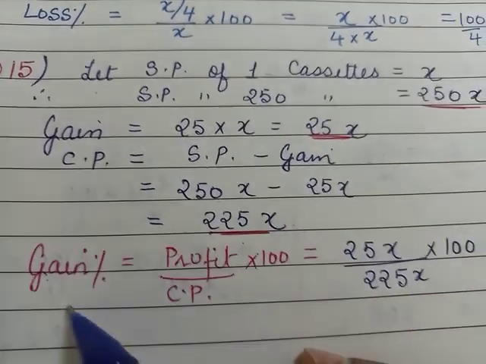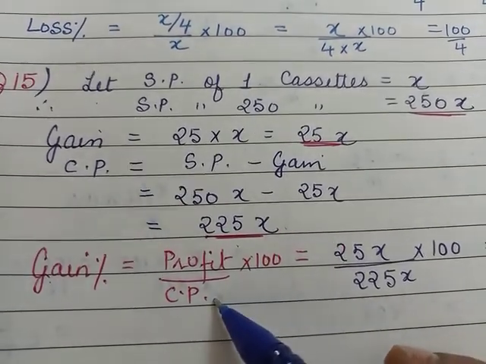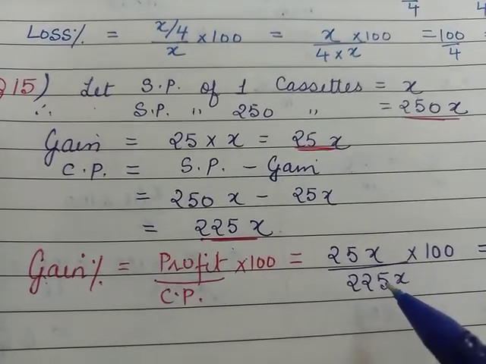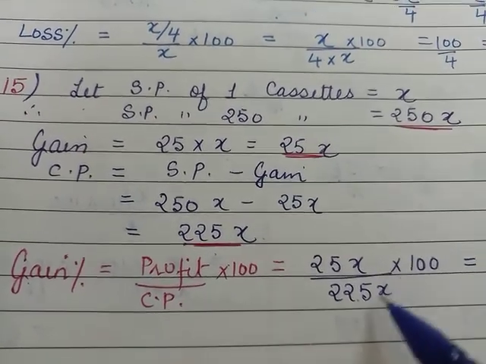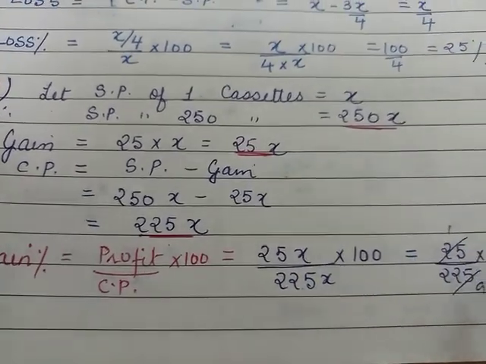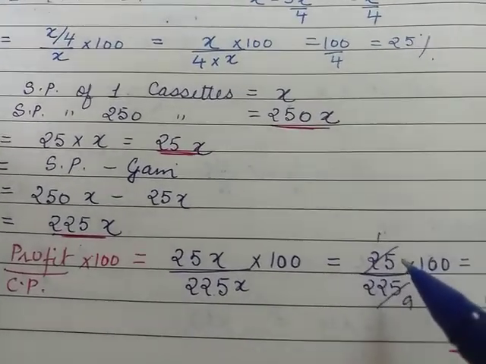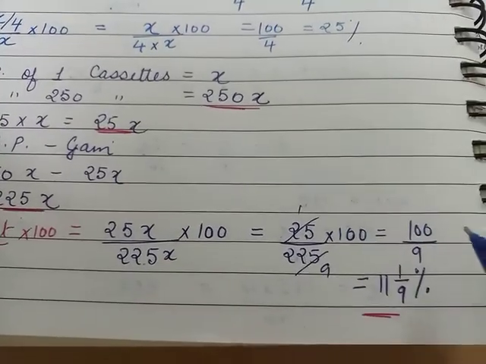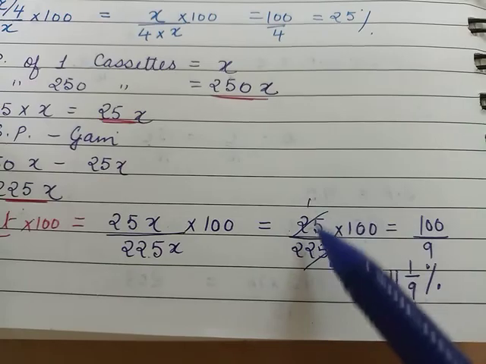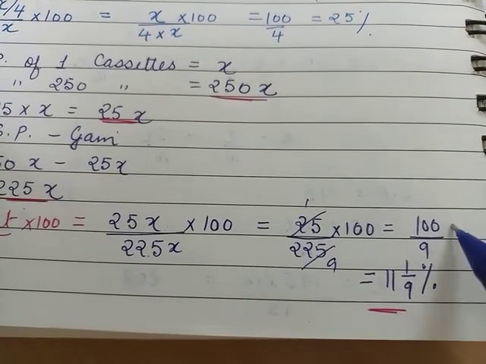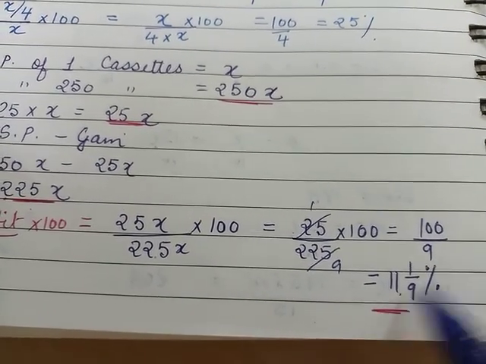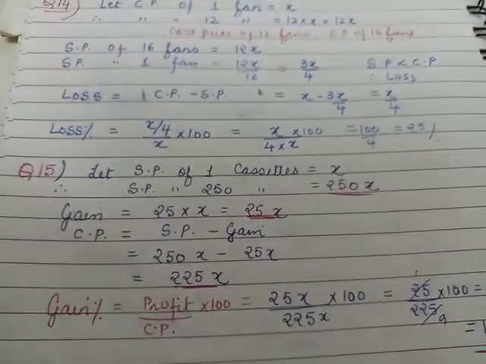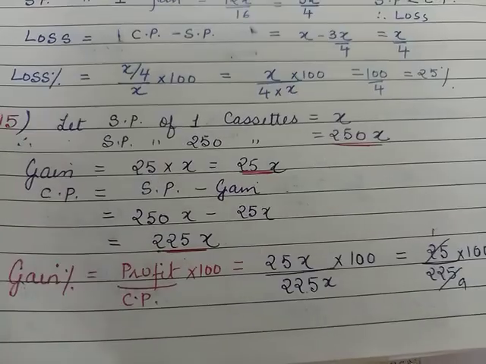Now we are looking for the gain percent, so profit upon CP into 100, that becomes 25x upon 225x, x gets cancelled. So what you are left with, 25 upon 225 into 100, that becomes, 25 nines are 225, that becomes 100 by 9, that becomes 11 whole 1 by 9%. Hope you have understood, children.